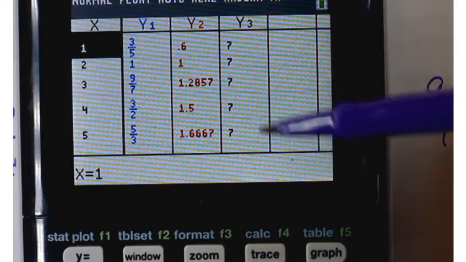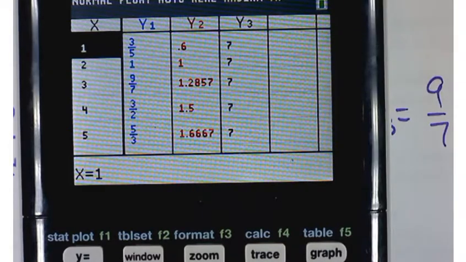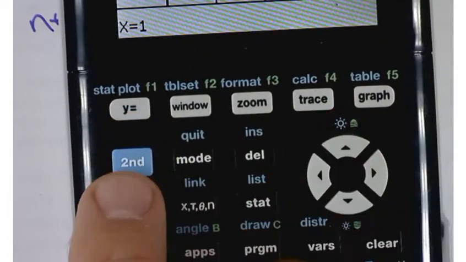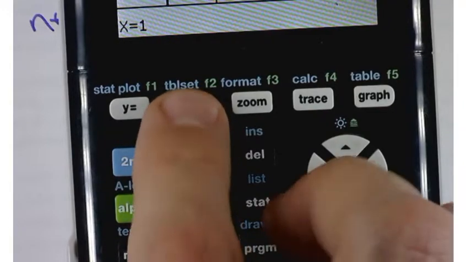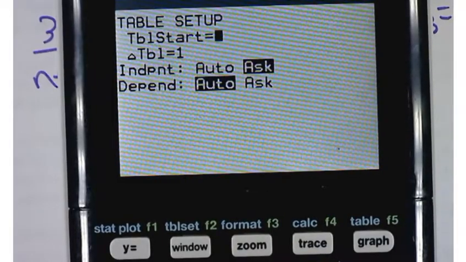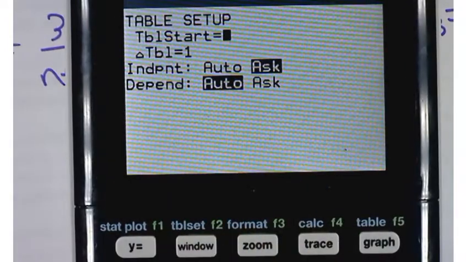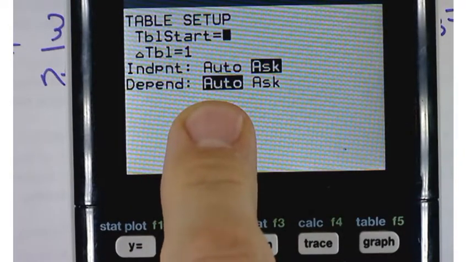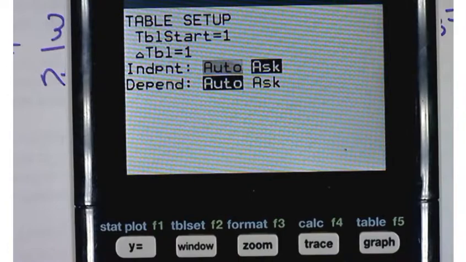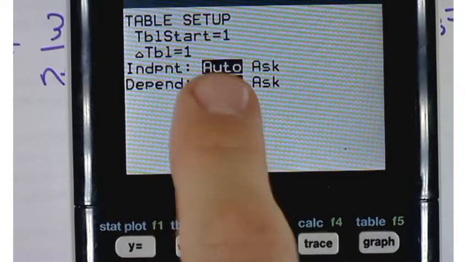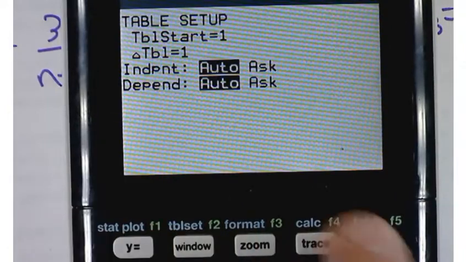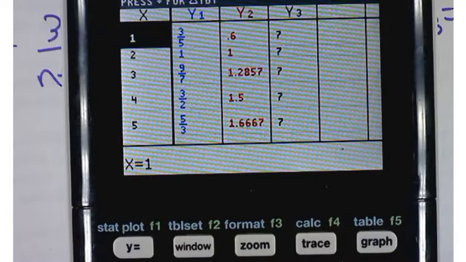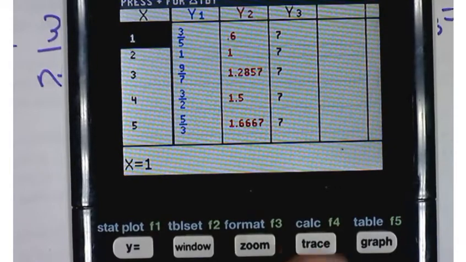And where did you go to set this up? You hit the second key and then the window key. That does your table setup. And what you're doing is telling the calculator, I'm going to pick the values for X, and you give me the values for Y. That's what the dependent set to auto is. If I set that to auto, then it's going to start at 1 and increment by 1 and just give me the table that it wants to give me. So there's that table, which works okay for this one.